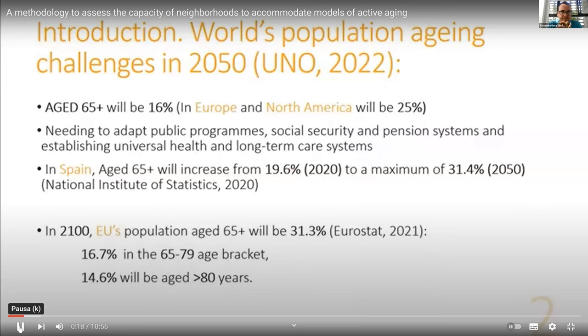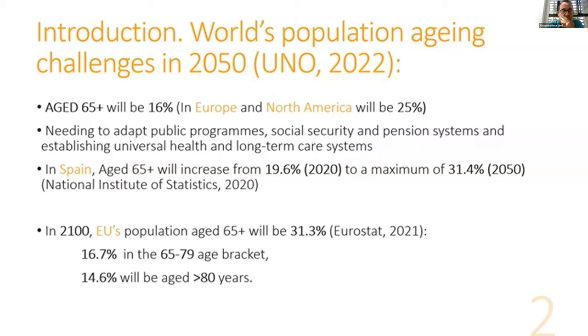Introduction. In 2050, it's estimated that the share of the world population aged 65 and over will be 16%, and 25% of people living in Europe and North America could be 65 or older. Countries with aging populations must take steps to adapt public programs to the growing proportion of older people, including by improving the sustainability of social security and pension systems and establishing universal health and long-term care systems.